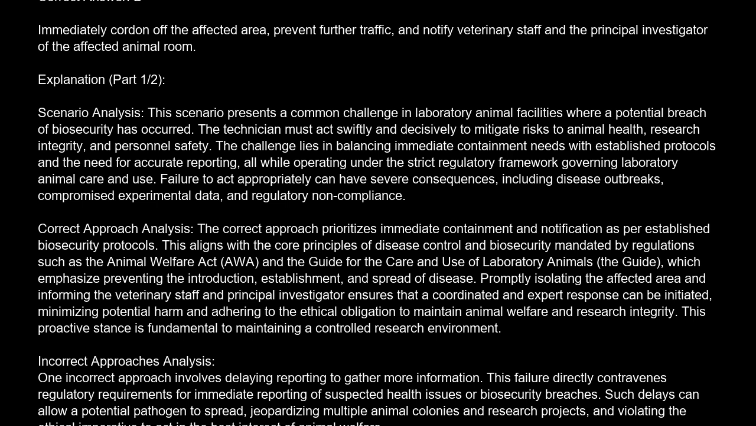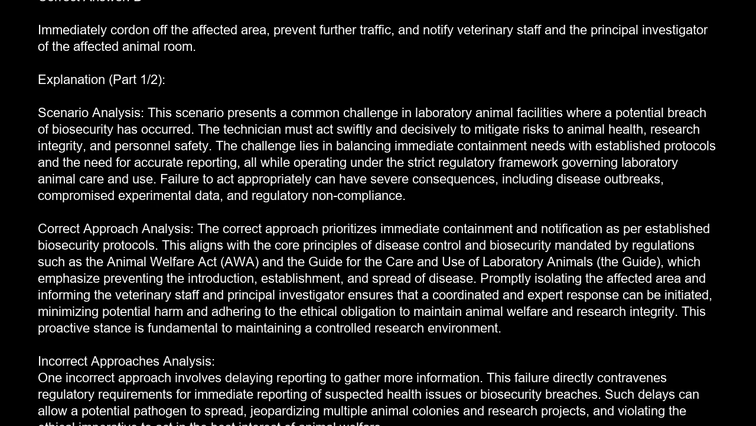This scenario presents a common challenge in laboratory animal facilities where a potential breach of biosecurity has occurred. The technician must act swiftly and decisively to mitigate risks to animal health, research integrity, and personnel safety. The challenge lies in balancing immediate containment needs with established protocols and the need for accurate reporting, all while operating under the strict regulatory framework governing laboratory animal care and use. Failure to act appropriately can have severe consequences, including disease outbreaks, compromised experimental data, and regulatory noncompliance.